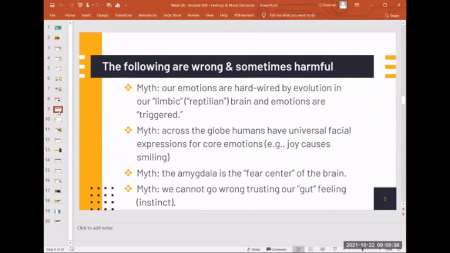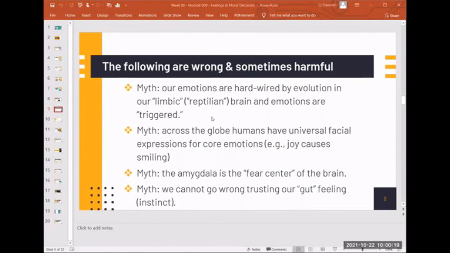So the following statements here are sometimes harmful, and this is wrong. That is why it is considered myth. Accordingly, our emotions are hardwired by evolution, by our limbic brain, and emotions are triggered. It means to say that it is normal for us to feel emotional. That is a myth. Well, we cannot stop emotions, but we can control emotions. That is why it is myth. It is not built in for people.